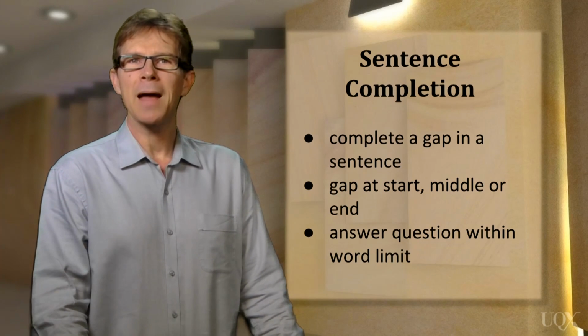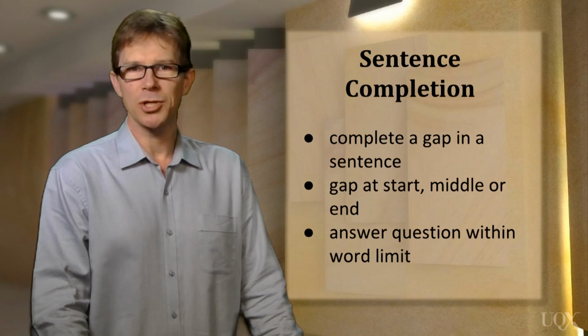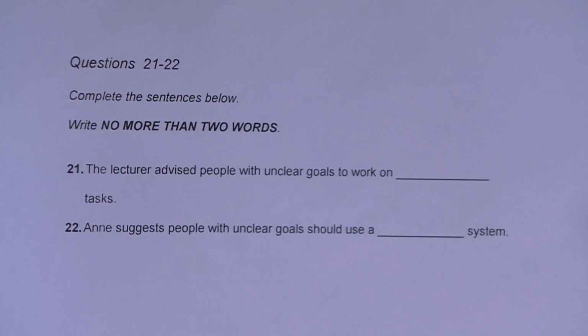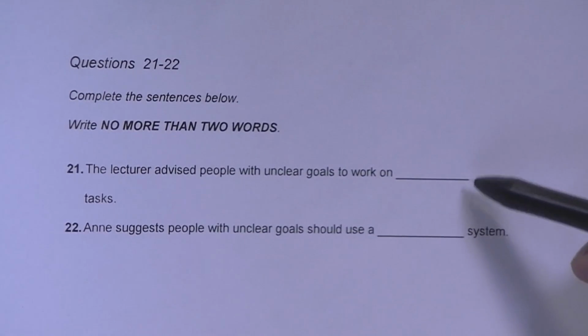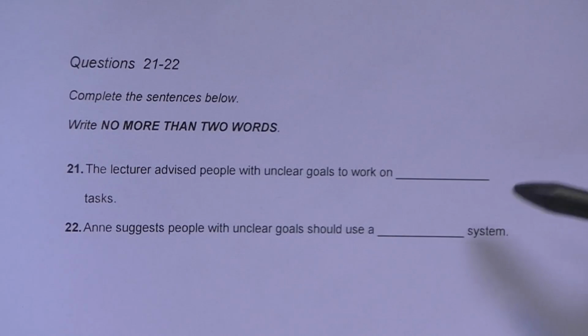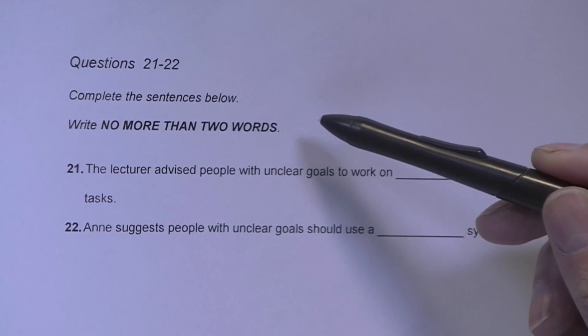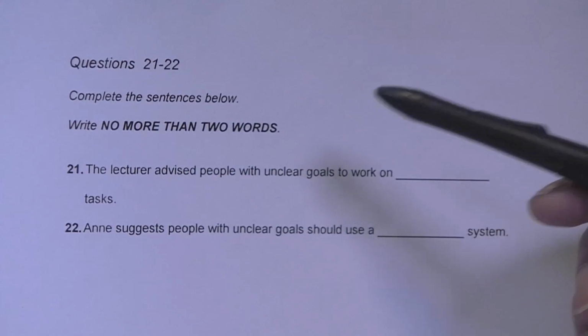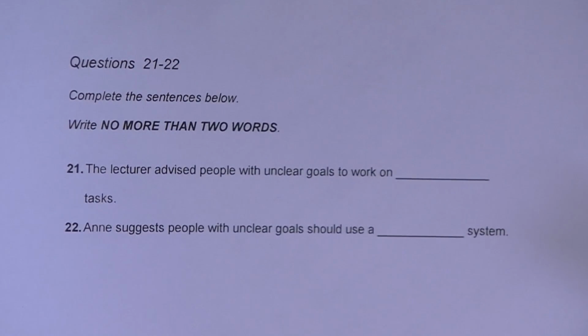Let's look at an example of a sentence completion question. As you can see, questions 21 and 22 are sentences which have gaps here. These are examples of sentence completion with gaps in the middle of the sentence. The instructions here will tell you how many words or numbers you need to write. So in this example, you're limited to no more than 2 words.